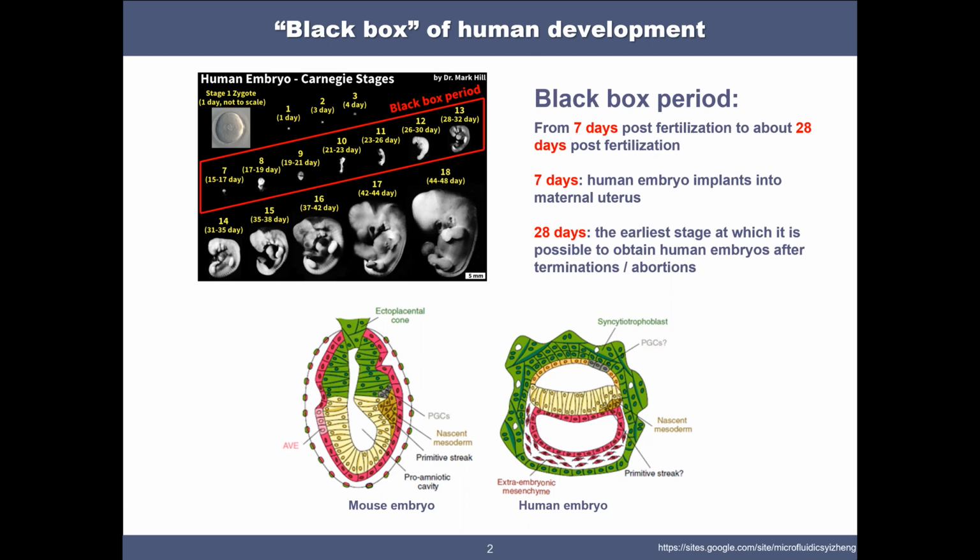So far, most of our knowledge about early mammalian embryo development is obtained through studying mouse models. However, there is growing realization that significant morphological and genetic differences exist between the two species, which makes cross-species comparison quite problematic.